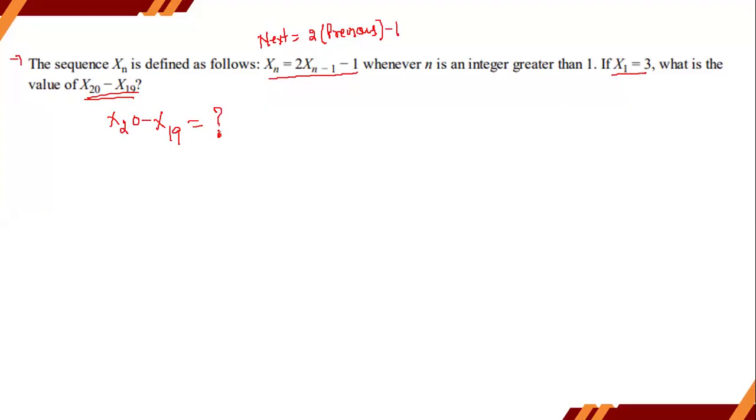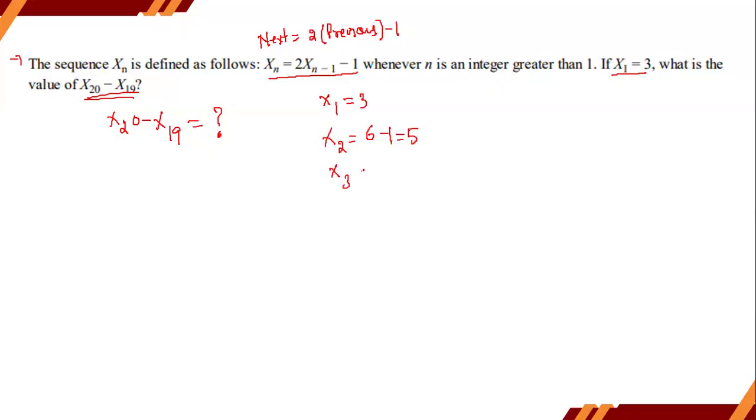Now if we are going to do this, really it's going to take a lot of time. So definitely, again, we need to figure out the pattern between the differences of two consecutive terms. So let's start with the least. x1 is 3, x2 will be what? Next term is 2 times the previous term minus 1. So 2 times the previous term, that is 6, minus 1, which is equal to 5.